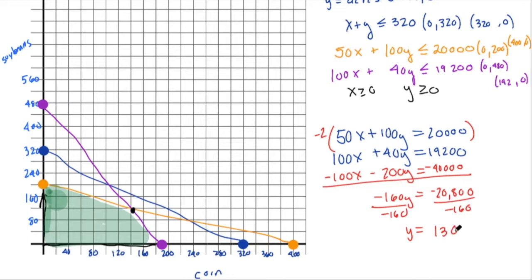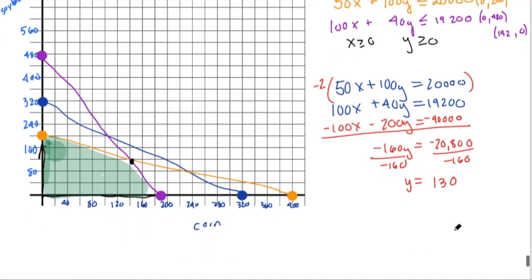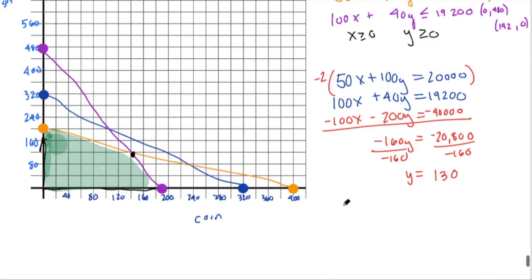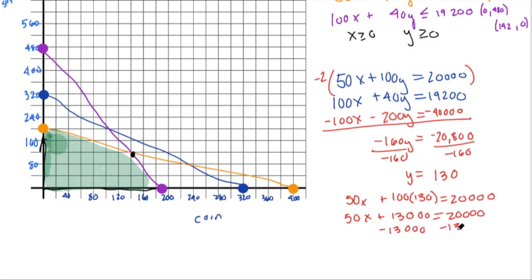Great. We'll go ahead and plug back in to figure out what our x value would have been. We can put in 50x plus 100 times 130 equals 20,000. Okay, great. So that's 50x plus 13,000 equals 20,000. Subtract 13,000 from both sides. We get 50x is equal to 7,000. And we divide by 50 on both sides, and we get that x is equal to 140.